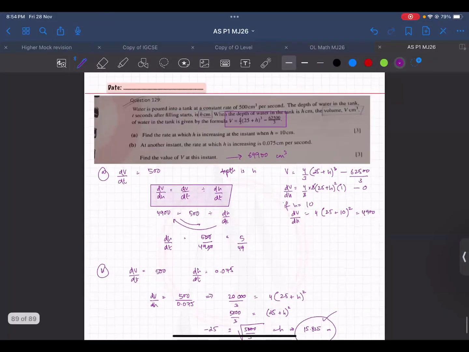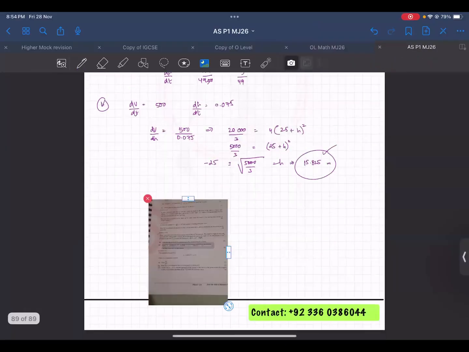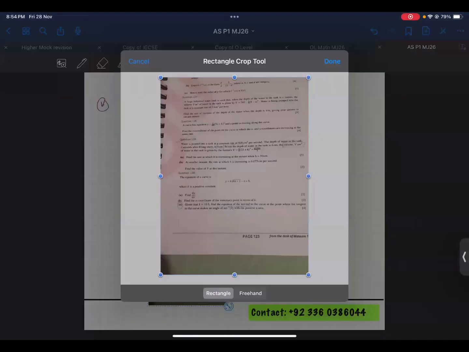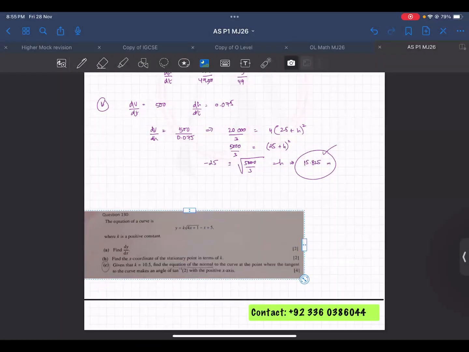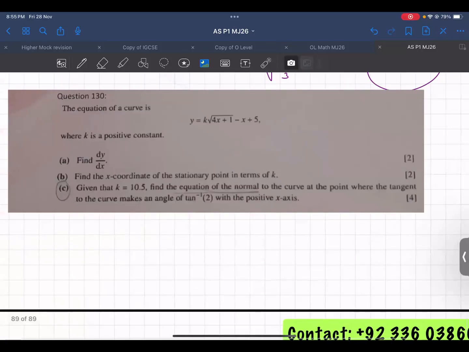Good question. The second part was interesting. And then the third part of this one. The equation of a curve is given to you. Find the derivative. Okay, we will find it. Find the x coordinate of the stationary point in terms of k. You will find that. Then given that k is 10.5, find the equation of the normal to the curve at the point where the tangent to the curve makes an angle of.